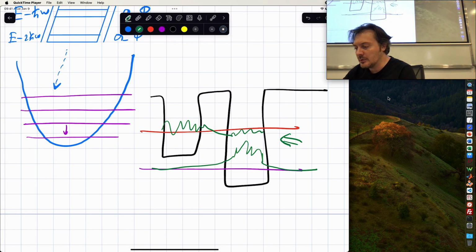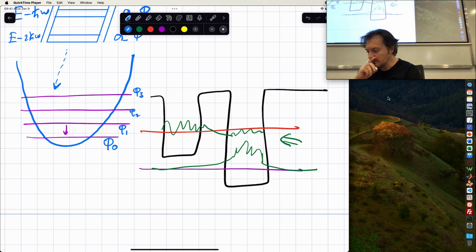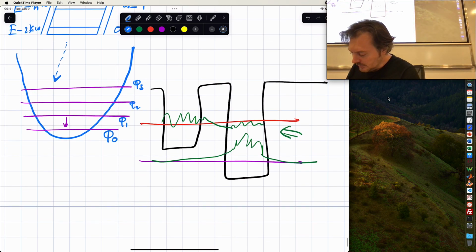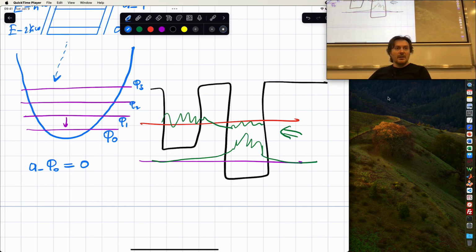So, somewhere this lowering operator has to come to an end, right? Let's call that bottom level phi 0. So you have phi 1, phi 2, phi 3, etc. So it tells you that if you lower phi 0, you get 0. That's the only way to come out of this problem. So let's figure out what it means.